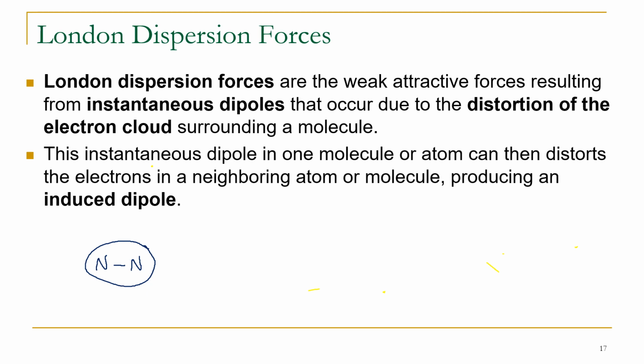But what happens is sometimes just instantaneously, because electrons are all hanging around, maybe for just a very short instant, all the electrons end up on one side, making this side a little bit negative, and because this side is lacking them, it might be a little bit positive just for an instant. So now if you've got a neighboring molecule here, at that instant in time, because this end is a little bit more negative, it's going to push the electrons away, and it's going to induce a dipole in the neighbor.